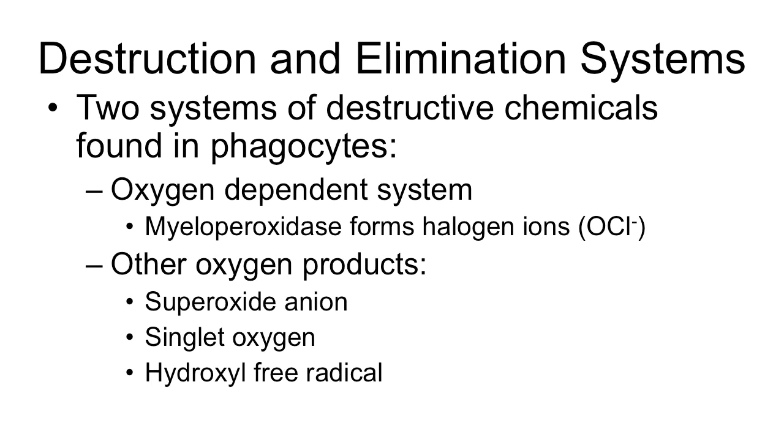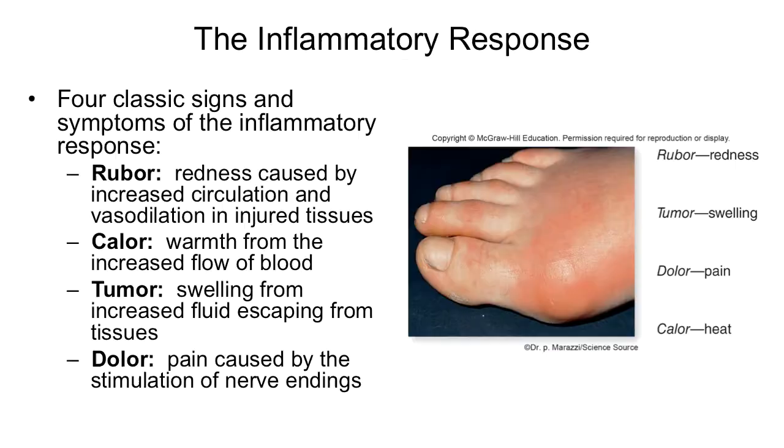So now we're going to look at two of the systems designed for destruction and elimination. Some of them are the oxygen-dependent systems that are going to create myeloperoxidases to form halogen ions like the OCl that I have over here, or they're going to be the reactive oxygen species, the superoxide ion, the hydroxyl free radical, and the singlet oxygens, which we already discussed in class when we were looking at the lab, the superoxide dismutase enzyme, as well as catalase.